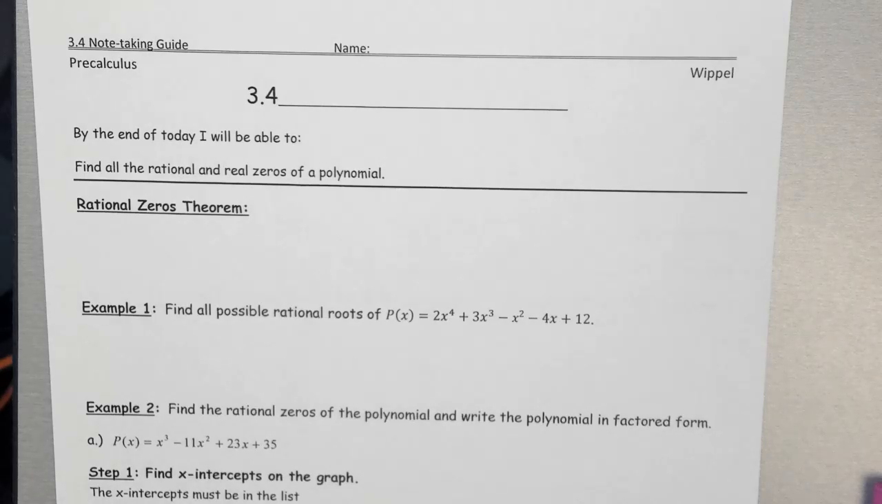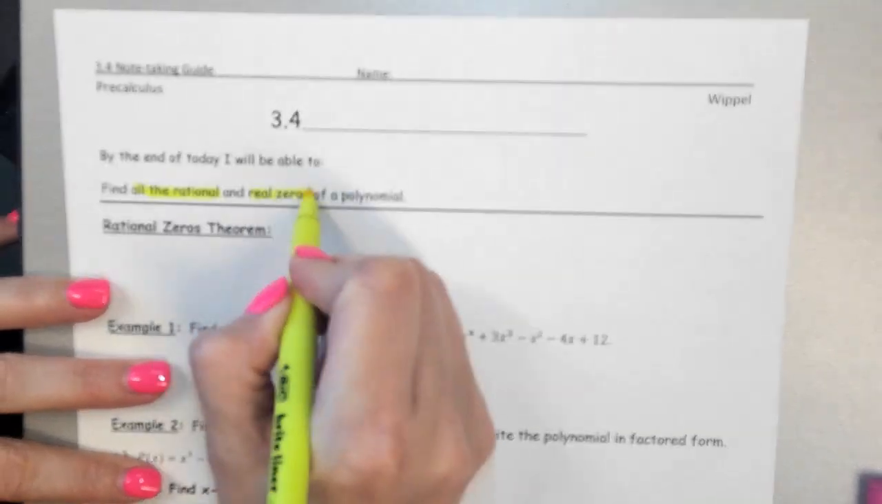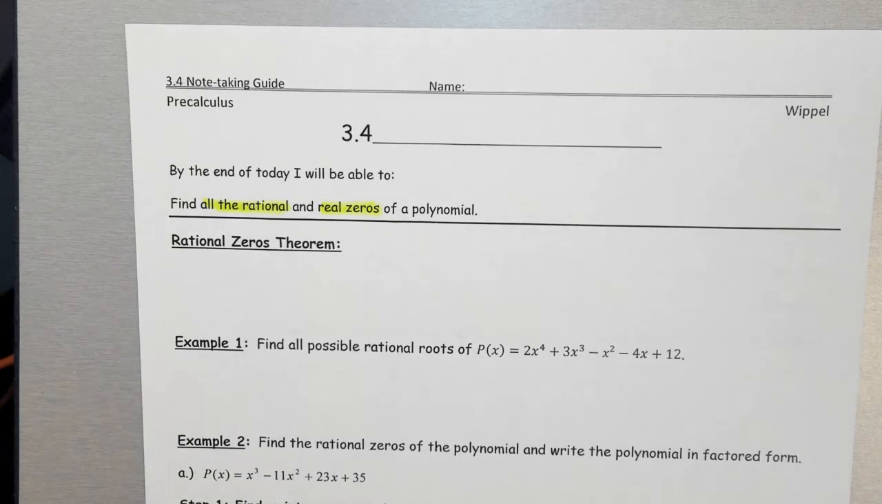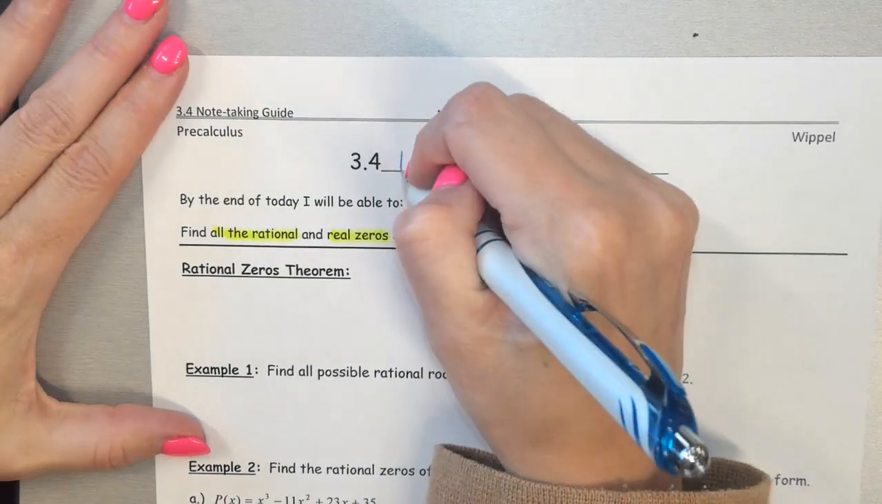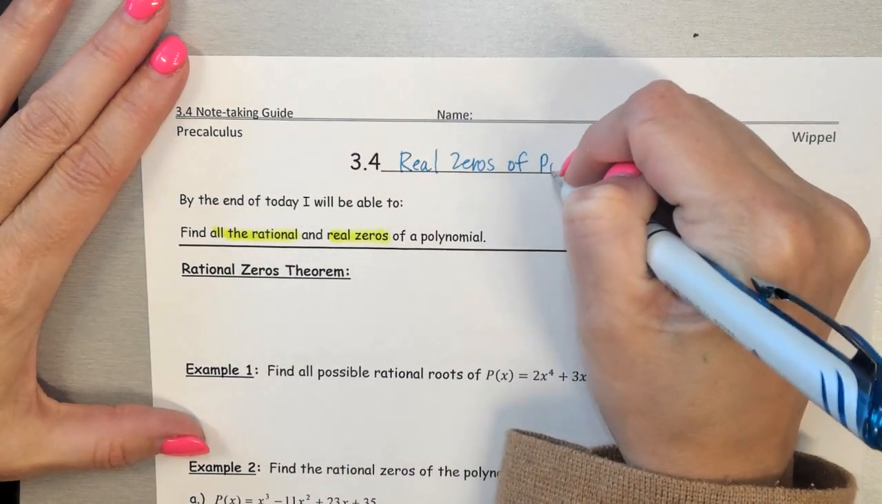So by the end of today, you're going to be able to find all the rational and the real zeros. Real zeros include rational zeros, but they also are going to include irrational zeros. Okay, so we're going to talk about how they relate to the graph. Section 3.4 is called real zeros of polynomials.